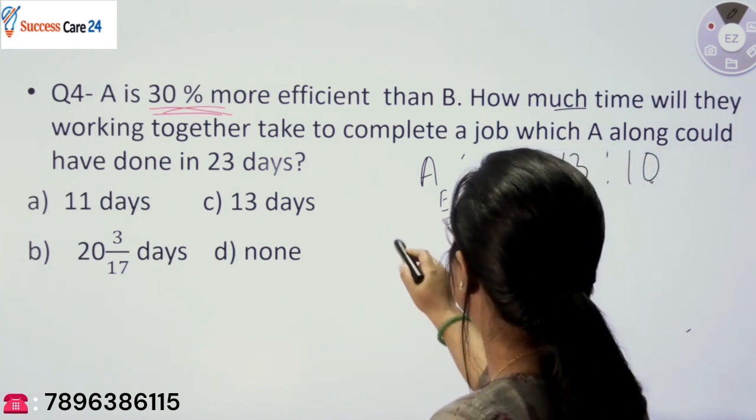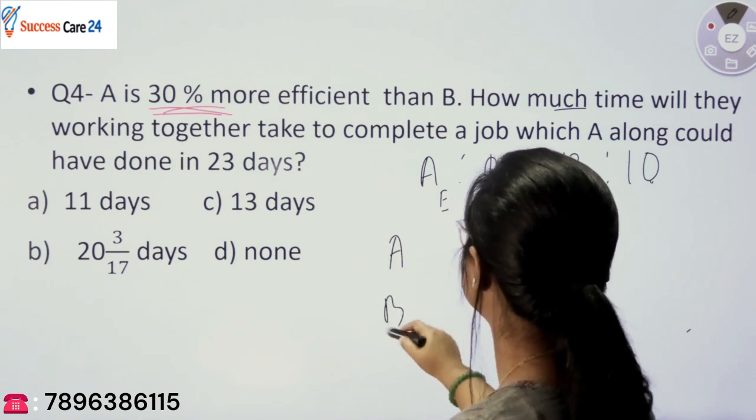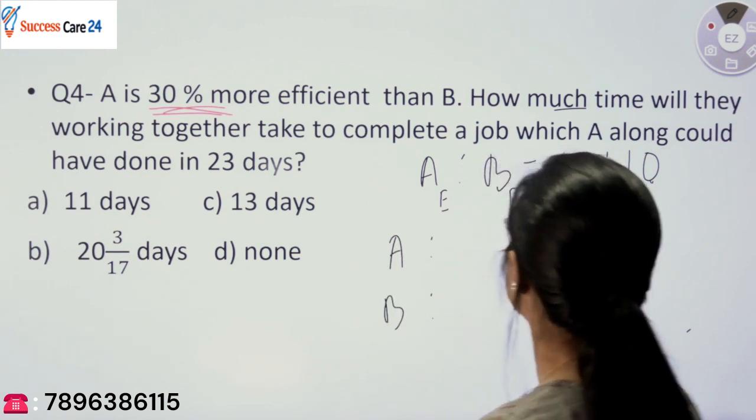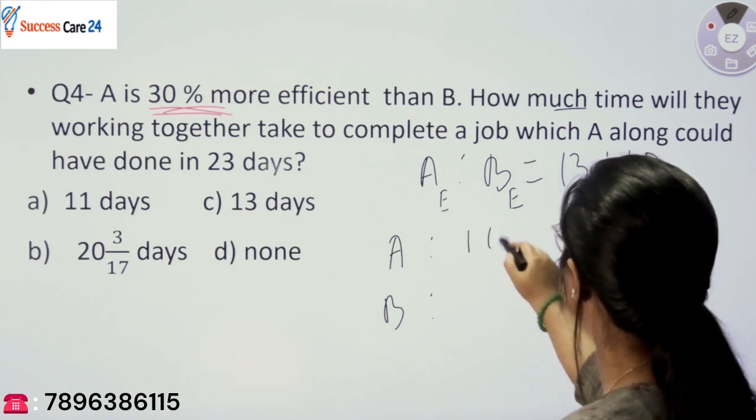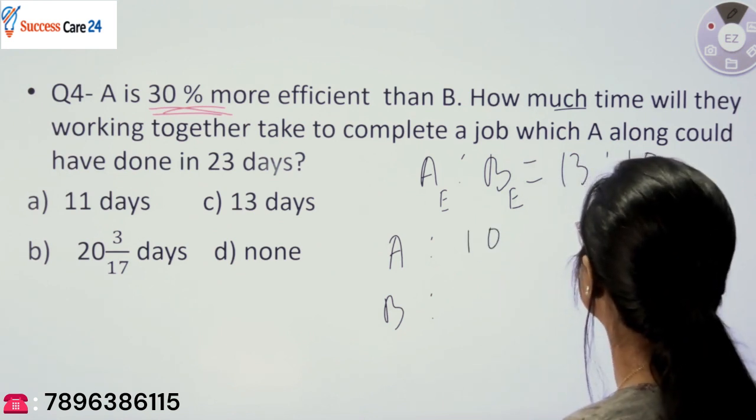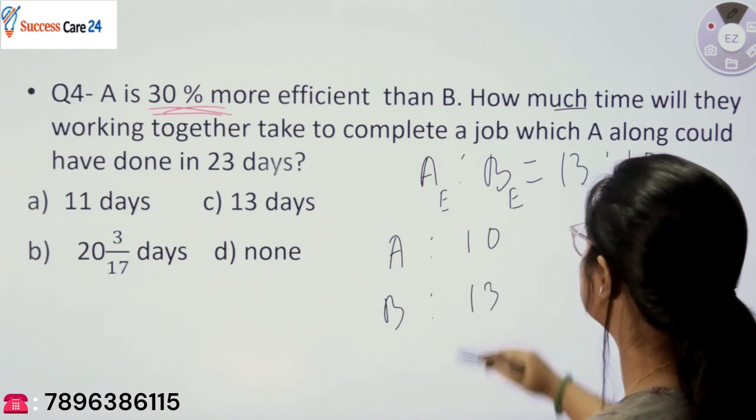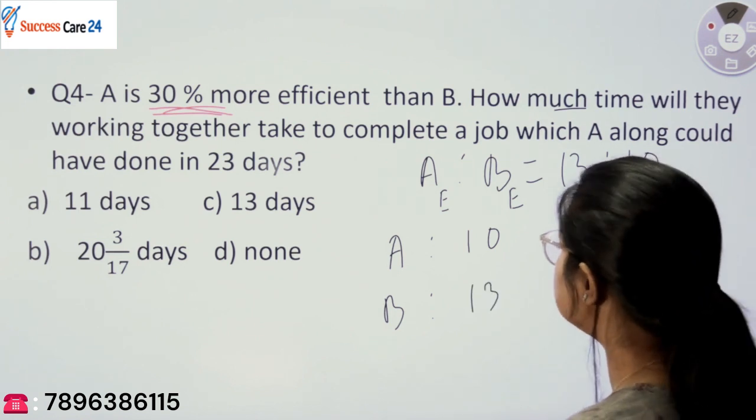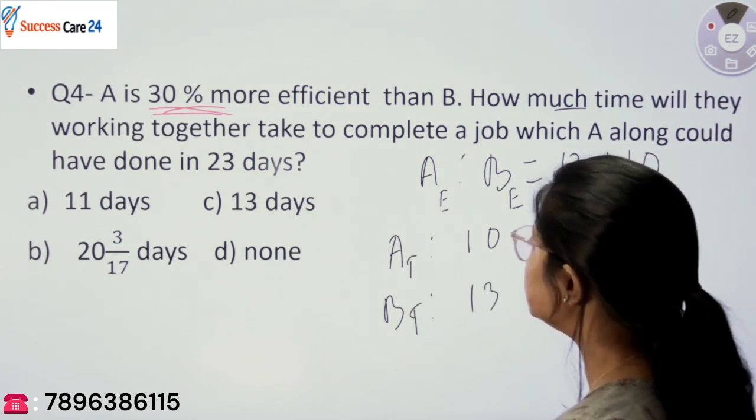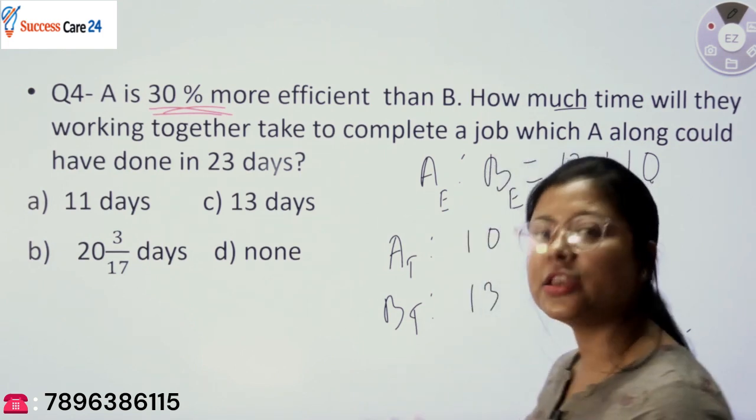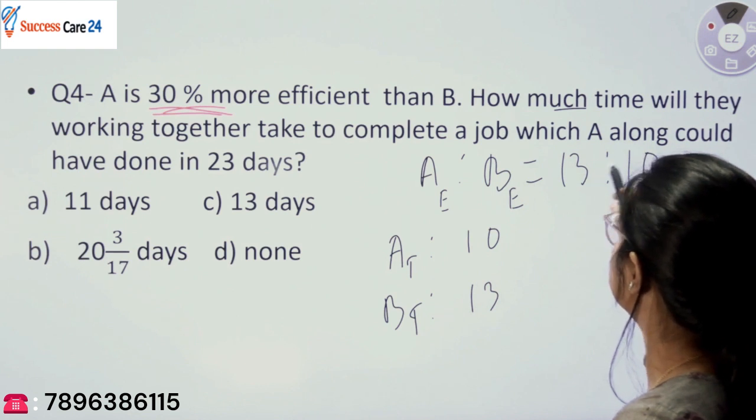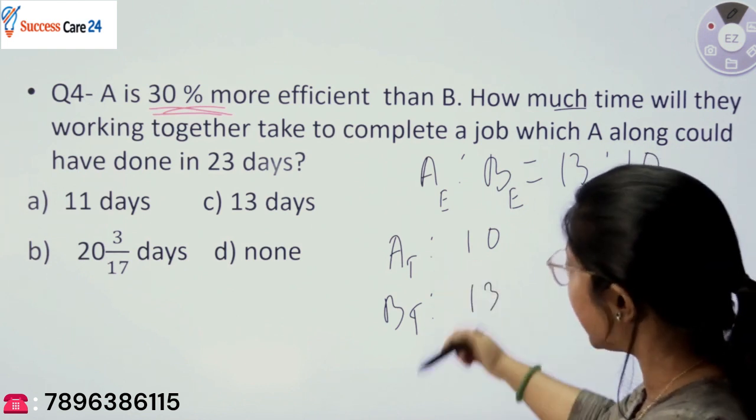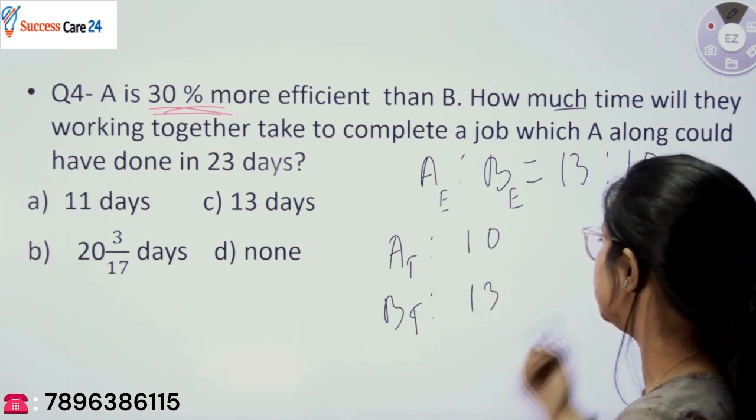So from here what can we get? Then the time taken by A would be how much? 10, and the time taken by B would be how much? 13, isn't it? Because time and efficiency are inversely related to each other. So if the efficiency ratio is 13:10, then the time ratio would be 10:13.